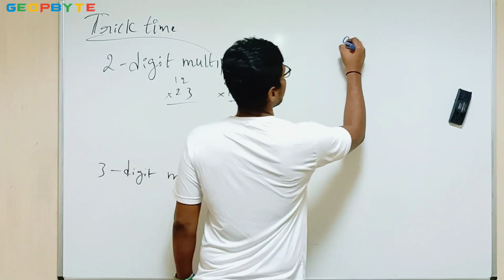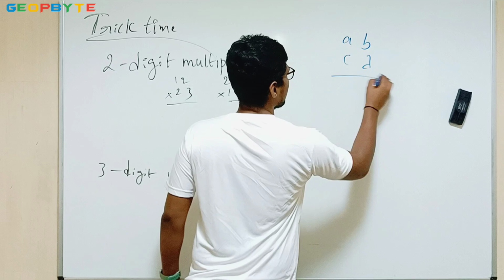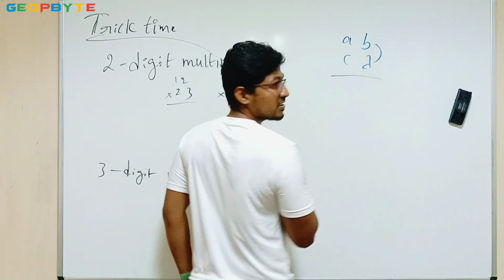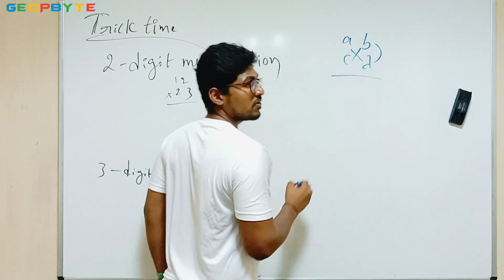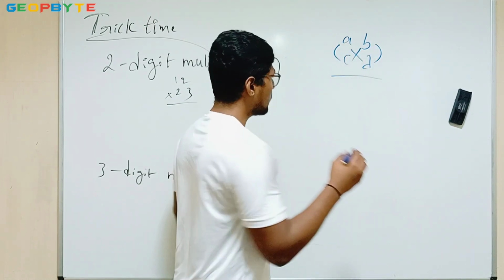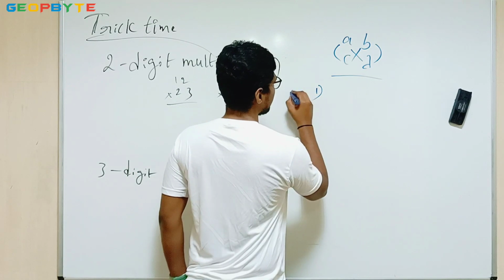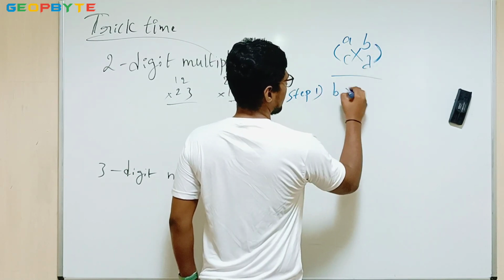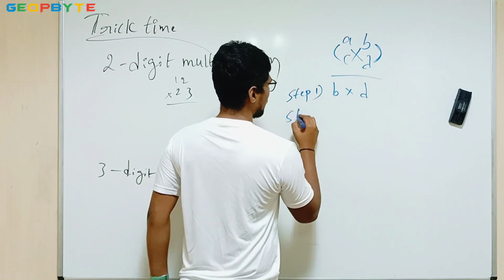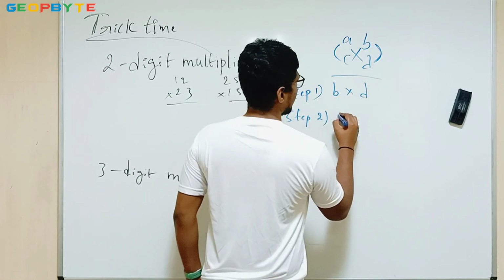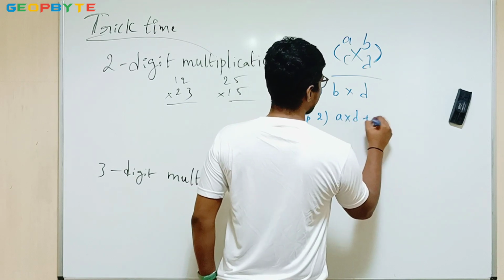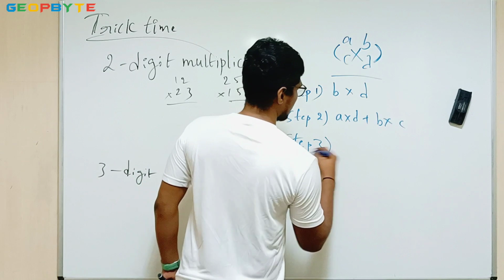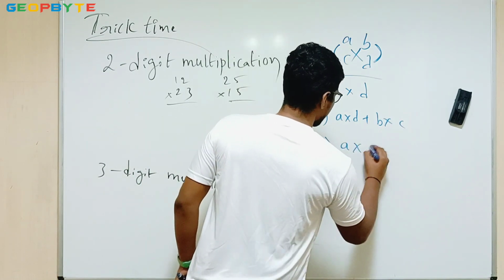Take it like AB and CD. Like that you want to multiply two two-digit numbers. So you have to multiply this one first, then these two, then this, step by step. Step 1: B into D. Step 2: A into D plus B into C. Step 3: A into C.